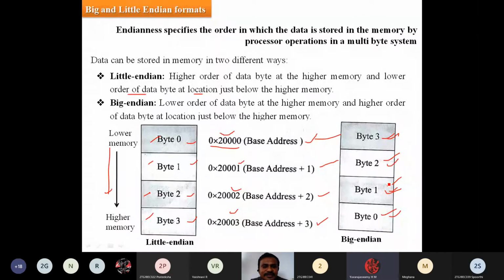Byte 0, 1, 2, those are in lower memory. Then the remaining 3 are in the higher memory. What are those remaining 3? Byte 2, byte 3, and byte 4. No, byte 3, byte 4, byte 5, sir. So byte 6 is not there, isn't it? Yes, sir. Okay, fine.